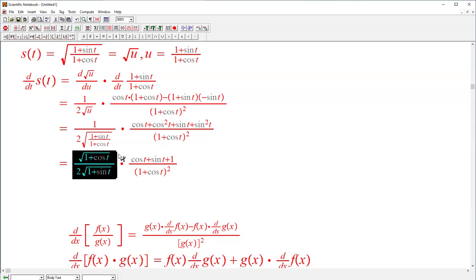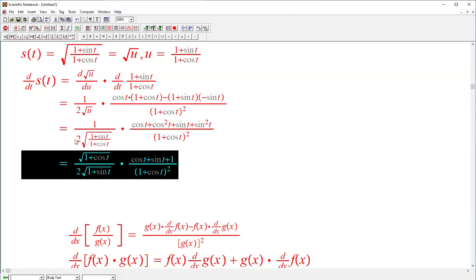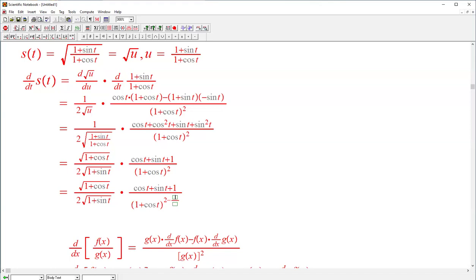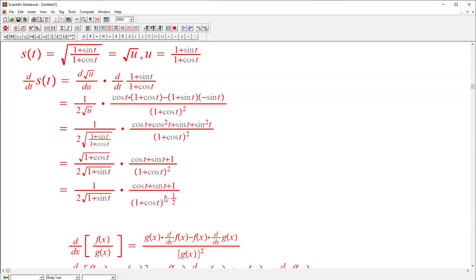Even though these two actually can be combined somehow. If you want to combine these two, because this is the power 1/2, this is power 2, so 2 minus 1/2 here, so this is left as 1. So this is going to be 3/2. You can write it that way, but otherwise, this one was okay.